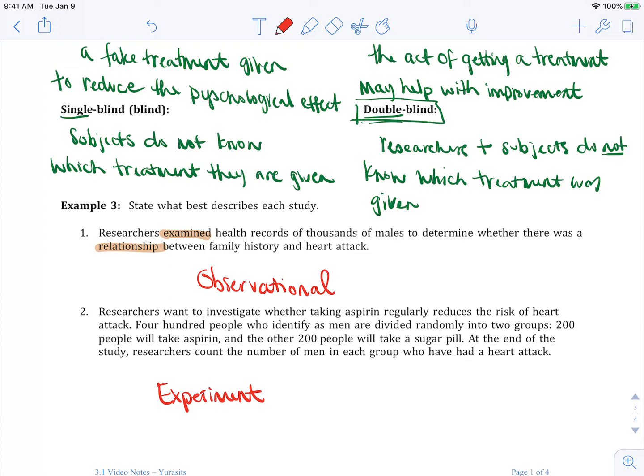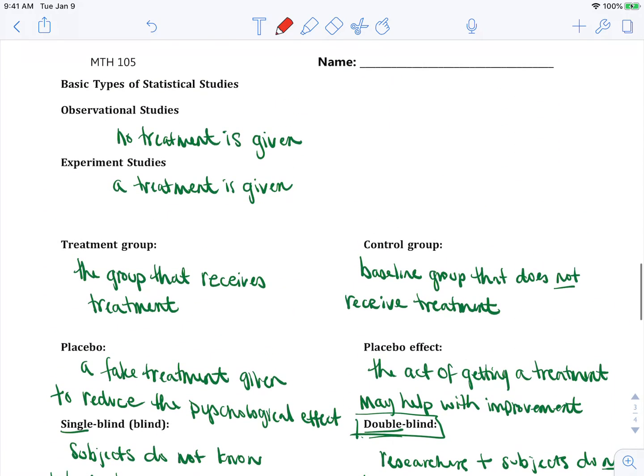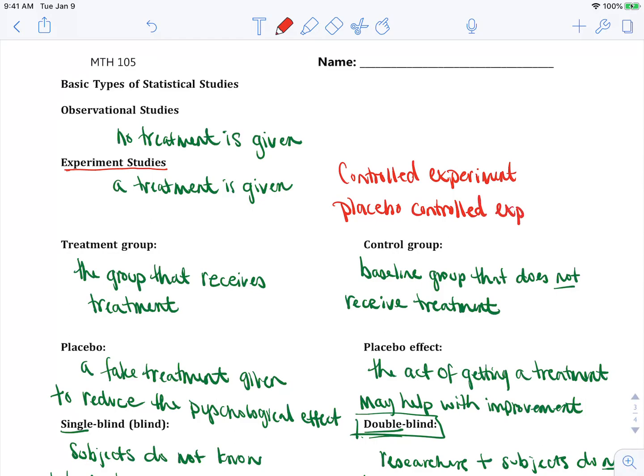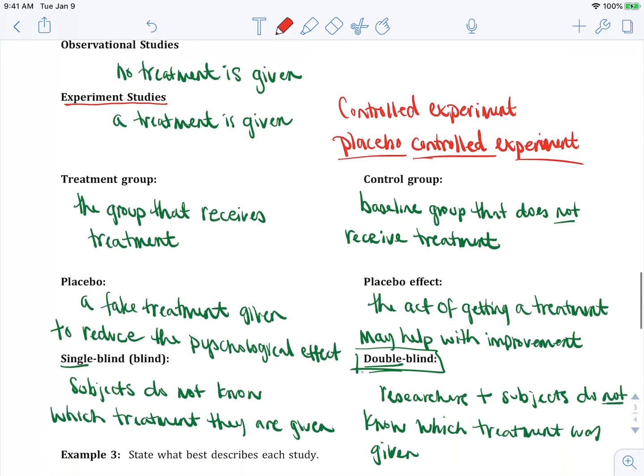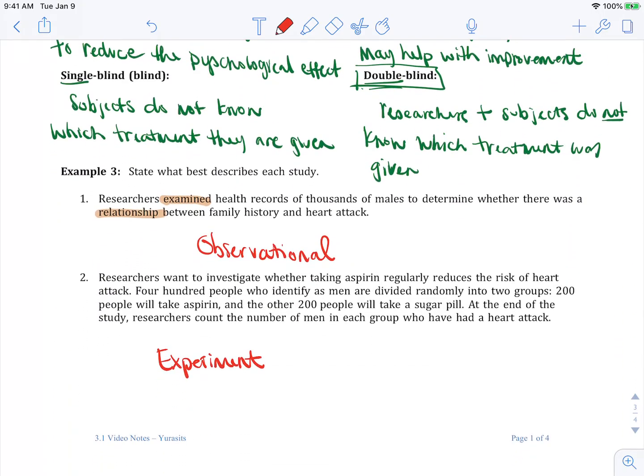Now, when you're doing your homework in My Open Math, they give you 2 options for experiment. So I'm going to scroll up and go back to experiment studies. They sometimes will say it's a controlled experiment, which they all are, versus a placebo-controlled experiment. The difference is if there was a placebo introduced, then it's going to be the placebo-controlled experiment. Okay? So for this one, so it relates to your homework. Because we introduced a placebo, which is known as our sugar pill, we could also claim this is our placebo-controlled experiment. Okay. That concludes our studies.